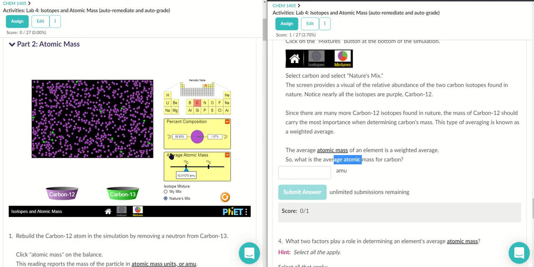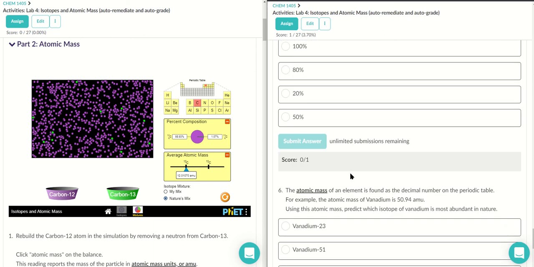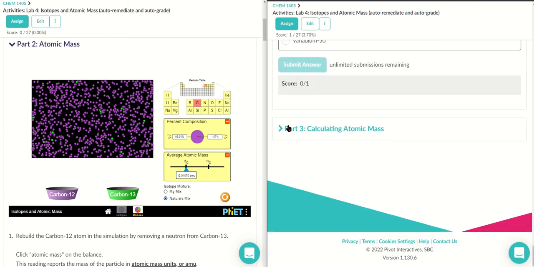So that's what you would enter here. You would look in this little section. So what plays a role in determining the average atomic mass? Both the mass of the isotope, right? And then how much there is, right? So because there's more purple, it's closer to the mass of the purple, which is 12. And then I will let you explore the rest of those.